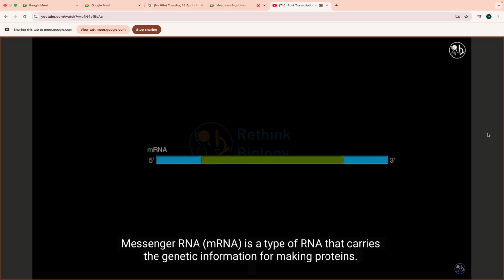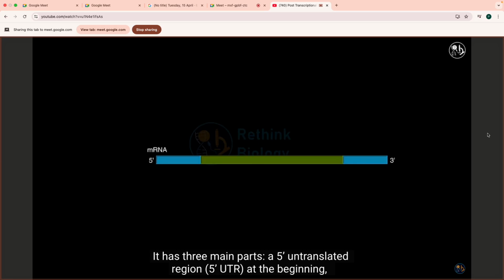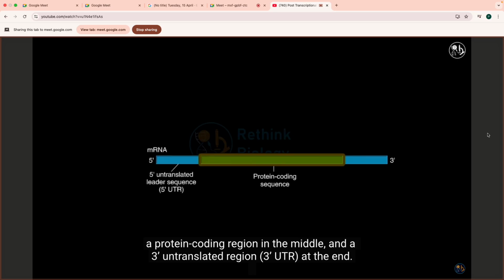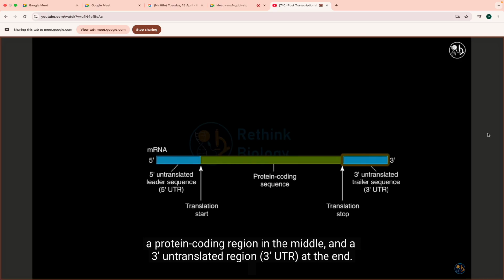Messenger RNA, or mRNA, is a type of RNA that carries genetic information for making proteins. It has three main parts: a 5' untranslated region, the 5' UTR, at the beginning, a protein-coding region in the middle, and a 3' untranslated region, the 3' UTR, at the end.